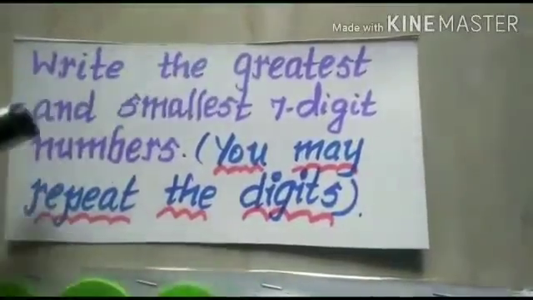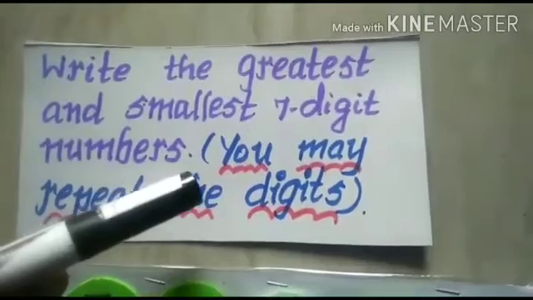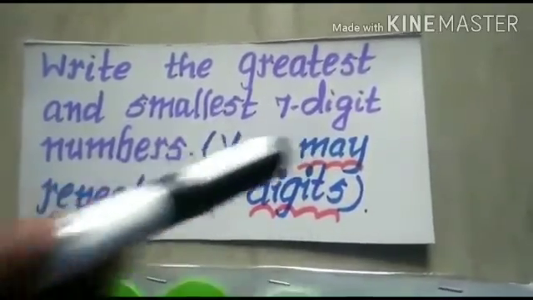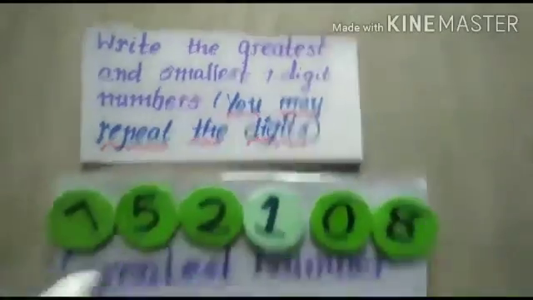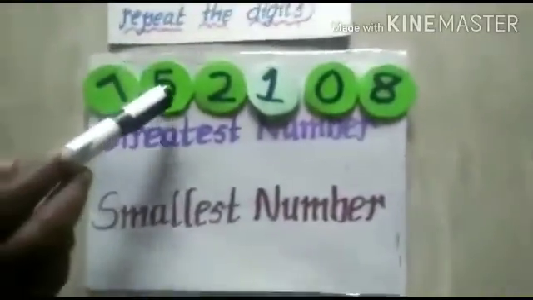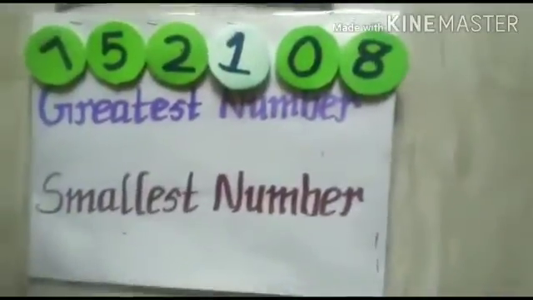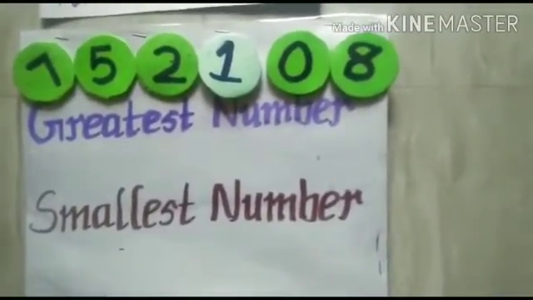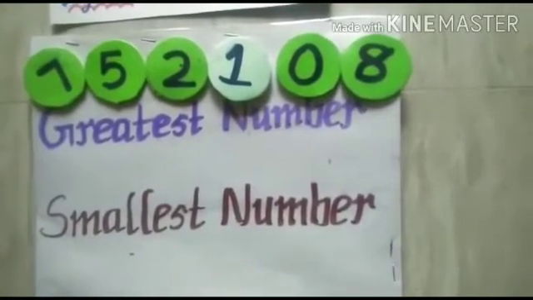One more example. Read this question, children. Write the greatest and smallest 7-digit numbers. Here you have to repeat the digits. You may repeat the digits. So what do you have to do? Now we will see an example. 752108. Here we have only 6 digits, but we want to form a 7-digit number.